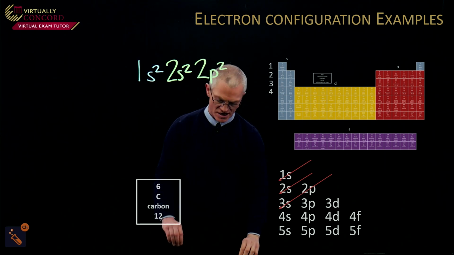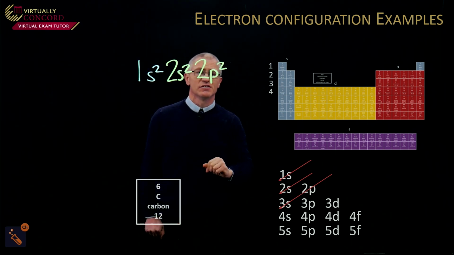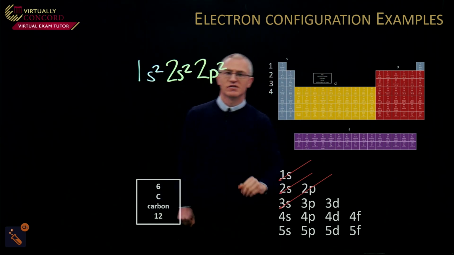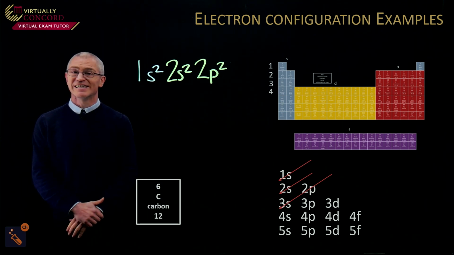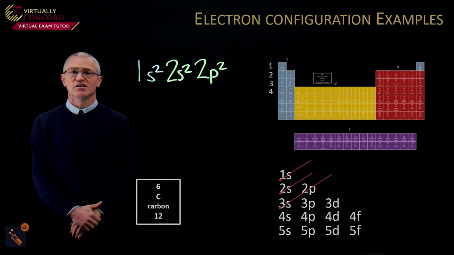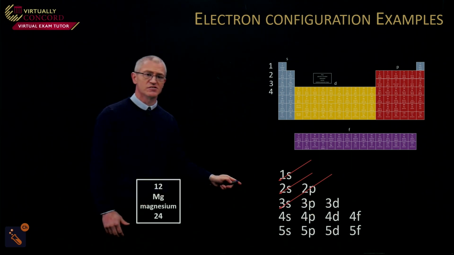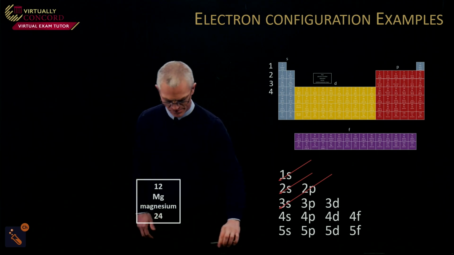Okay, so we have got 1, 2, 3, 4, 5, 6 electrons. We've followed the periodic table to our element. Okay, and so 1s2, 2s2, 2p2 is the electron configuration of carbon. We're now going to move on to the third energy level or shell with magnesium. So if it's in the third, let's do the filling, and you can see, we're going to do the 1s first, then the 2s, then the 2p, then the 3s.